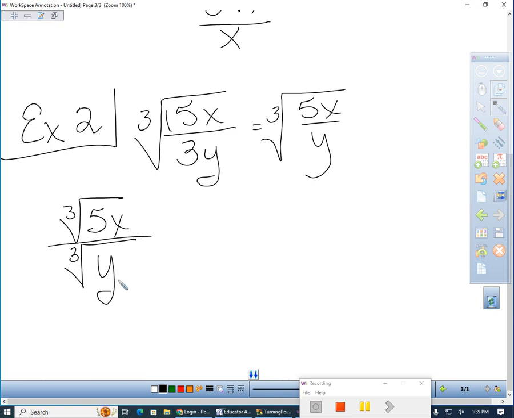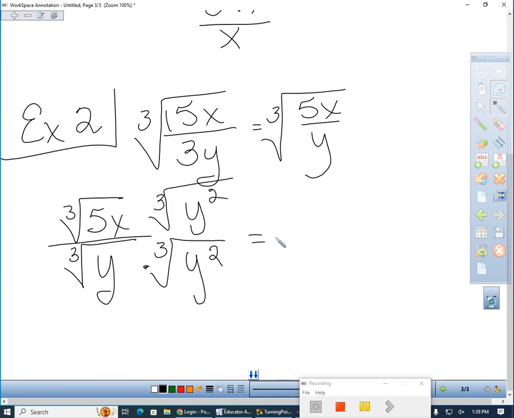Okay? Can I simplify either of those radicals? No. So now I have to rationalize. I have to use the same dimensions, the cube root, and I have 1y right now. How many more do I need? So it's going to be y squared. Whatever I multiply the bottom by, I have to multiply the top by.